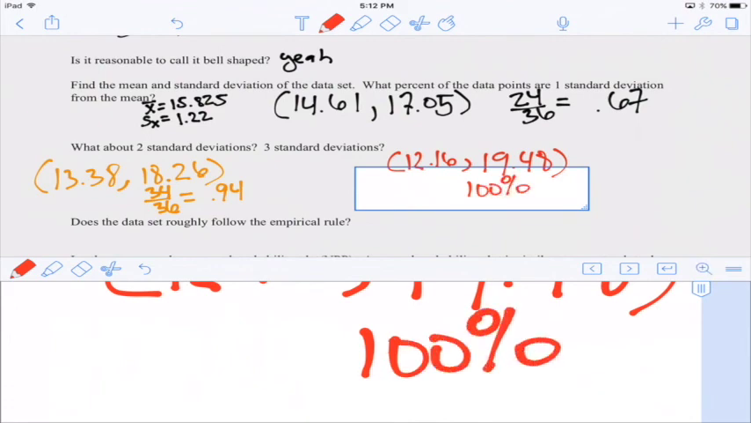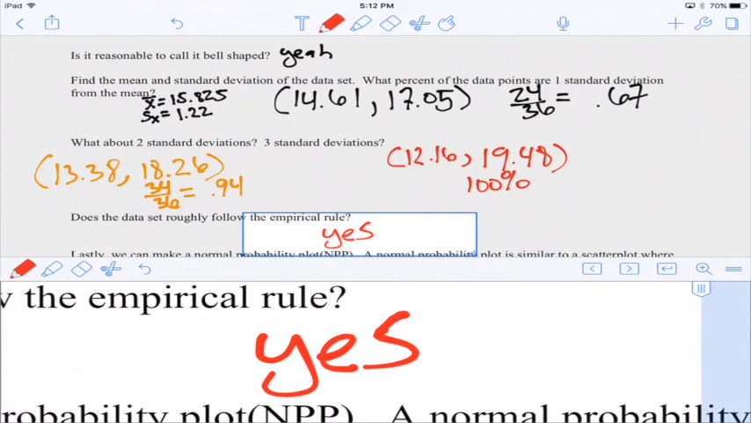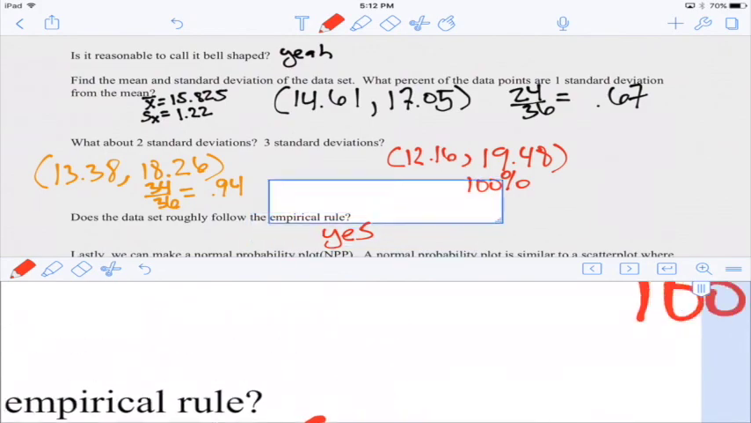So does it roughly follow the empirical rule? Yes, very closely actually. Okay, the numbers could be a little more off than that. Maybe it's going to be close enough where you need to make a judgment call, and that's fine. Just defend whatever answer you go with. So that's checking the empirical rule.